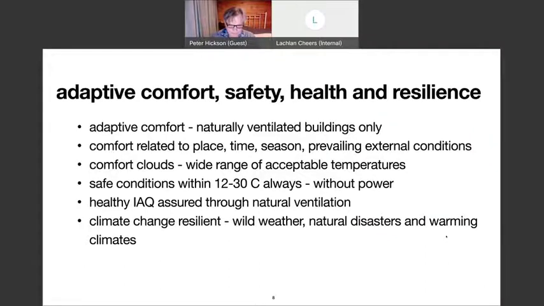In homes, the range can be greater than in offices because occupants have wardrobes and bedding on hand, and at least 1/3 of occupied time is sleeping hours. Homes should always provide safe conditions, a thermal refuge within safe temperature conditions of 12 to 30 degrees Celsius always. Healthy indoor air quality is assured through natural ventilation.